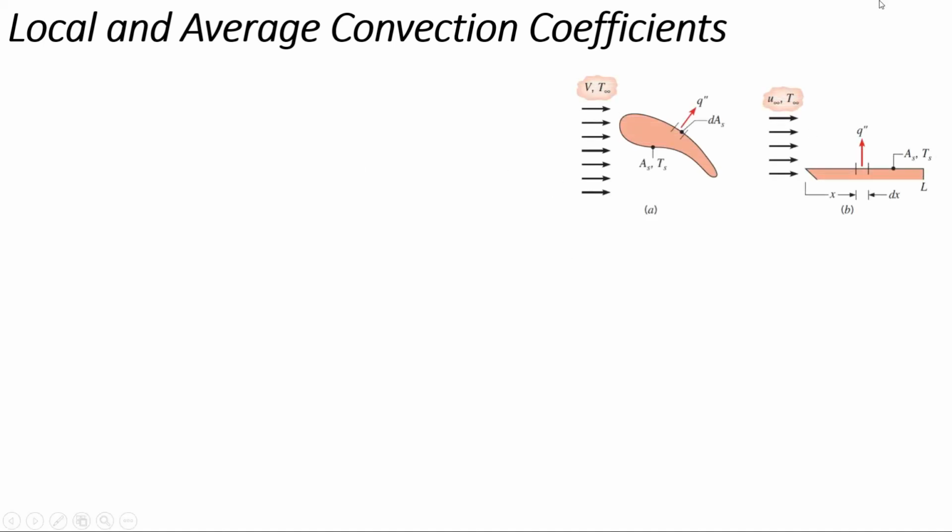Now we are moving towards local and average convection coefficient. Consider a fluid with temperature T infinity and velocity u infinity flowing over an isothermal plate, which is maintained at a temperature of Ts such that Ts is greater than T infinity. If Ts is greater than T infinity, then heat transfer will occur in the direction shown by this red arrow. If a temperature gradient exists, and Ts is greater than T infinity, then this arrow shows the heat flux.